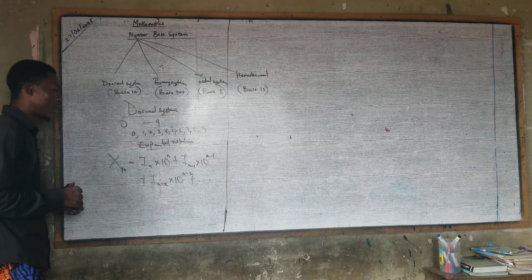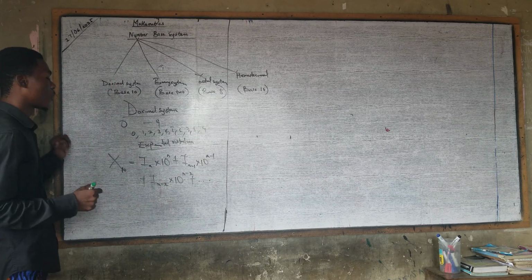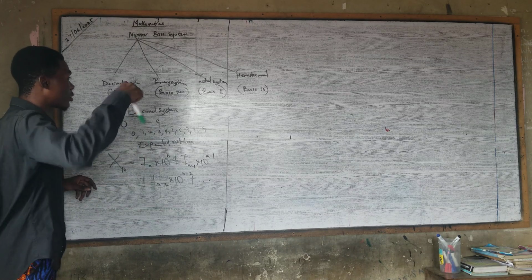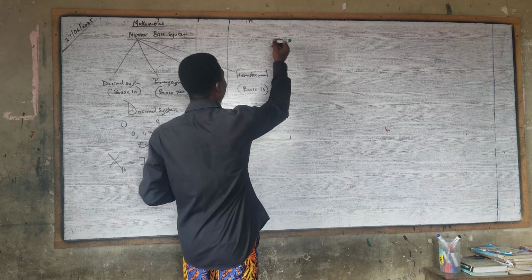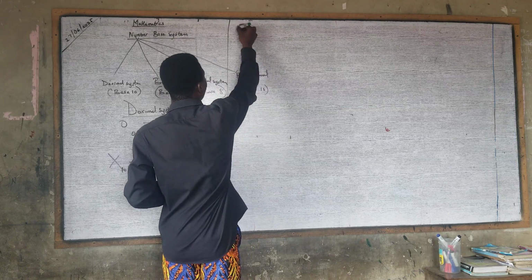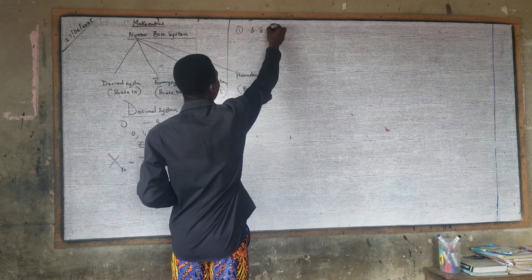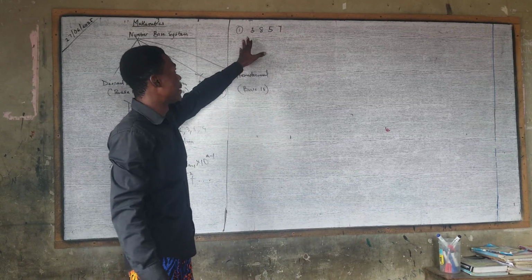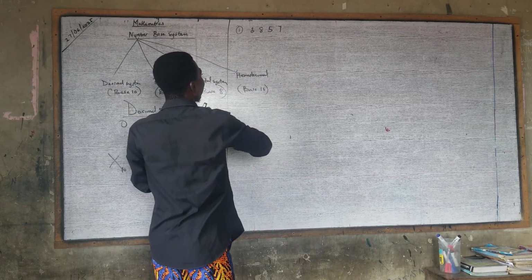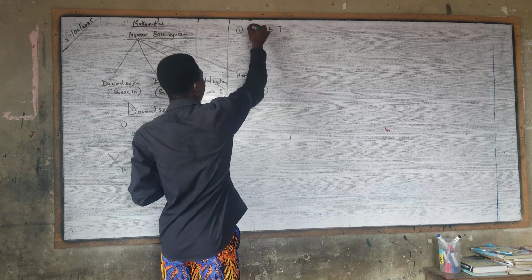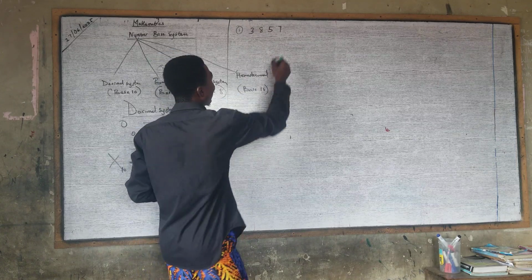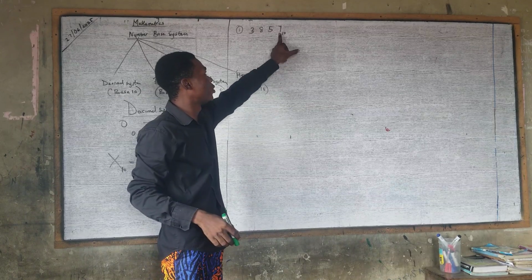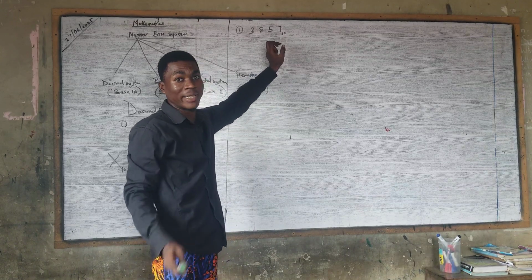We'll have to solve some examples concerning this. Let's try solving this question in expanded notation. Number one, we have 3857 in base 10. Note that if you are not given any base, if they do not write any base there, you should know it is in base 10.